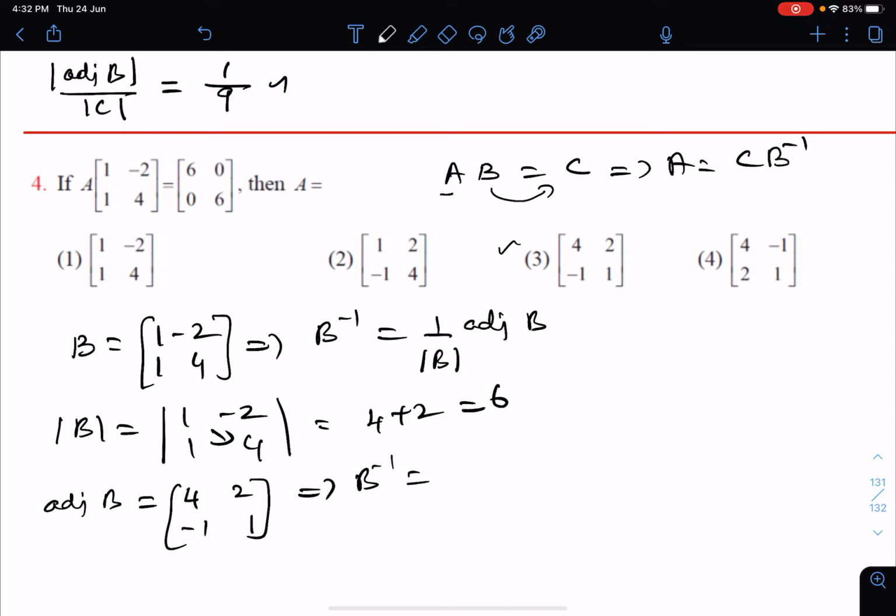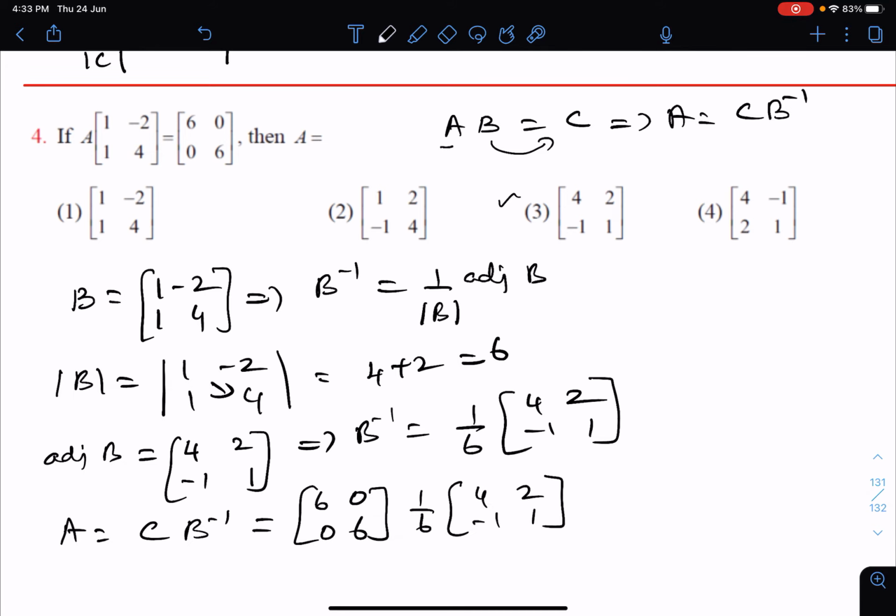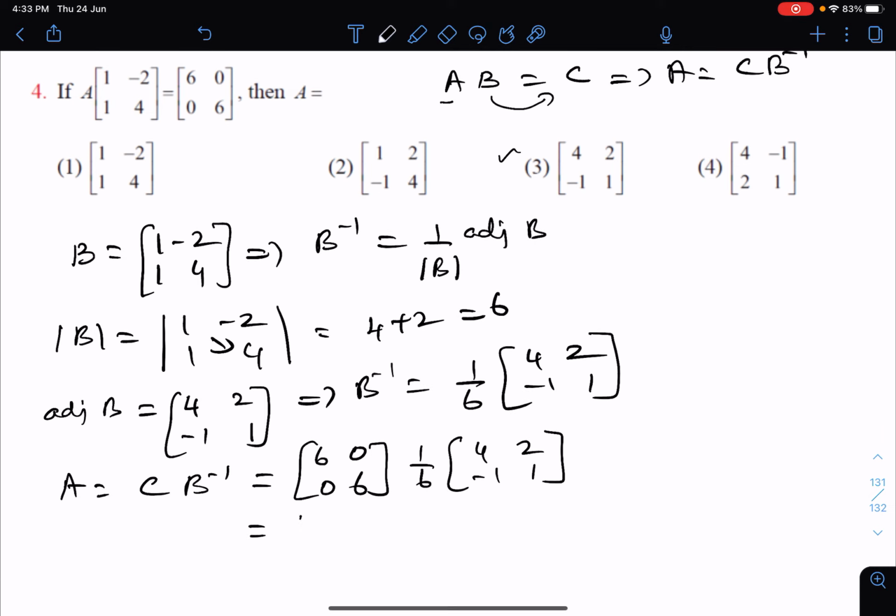Therefore B inverse equal to 1 by 6 into 4, 2, minus 1 and 1. Now what is our A? A equal to C into B inverse. What is our C? 6, 0, 0, 6 into 1 by 6 into B inverse, which is 4, 2, minus 1 and 1. Now from this you can take a 6 out. This will be 1, 0, 0, 1 into 4, 2, minus 1 and 1. The 6 and 6 get cancelled.